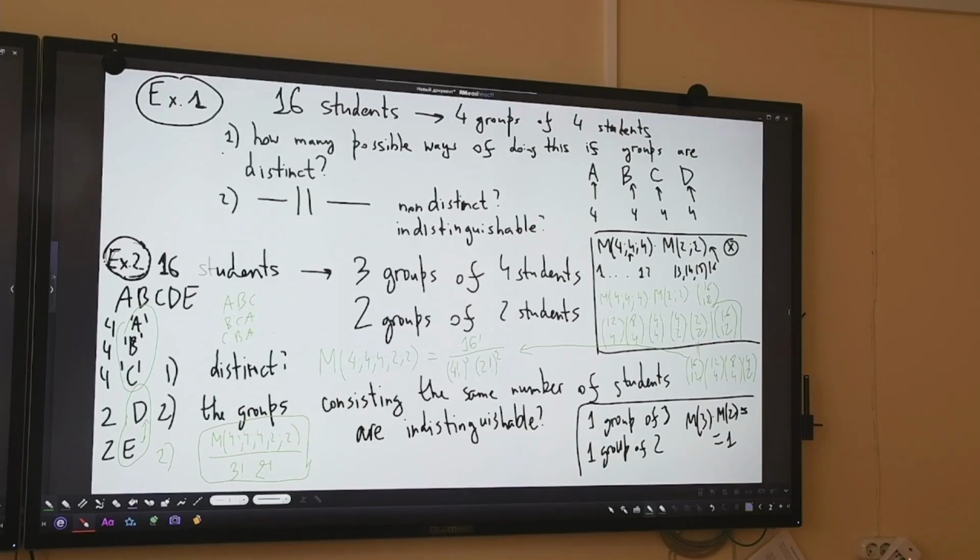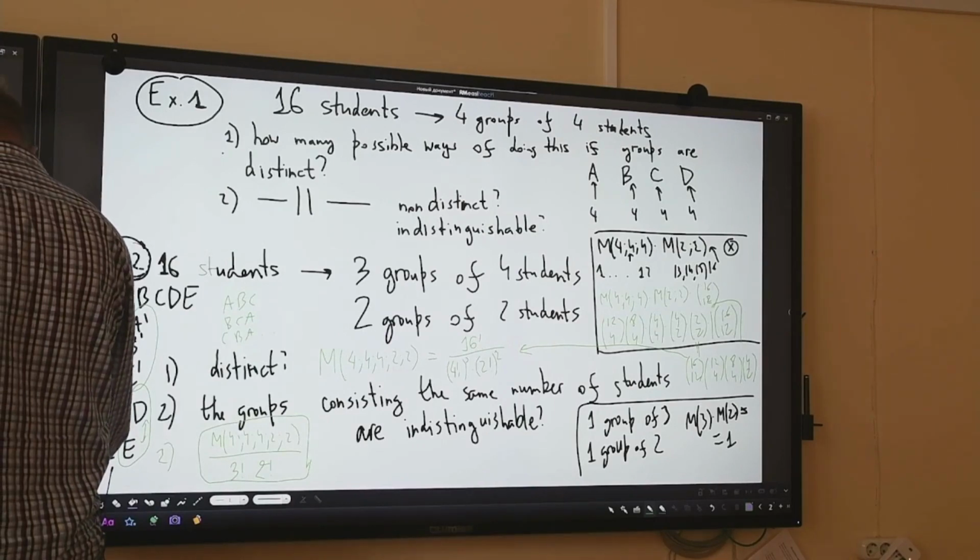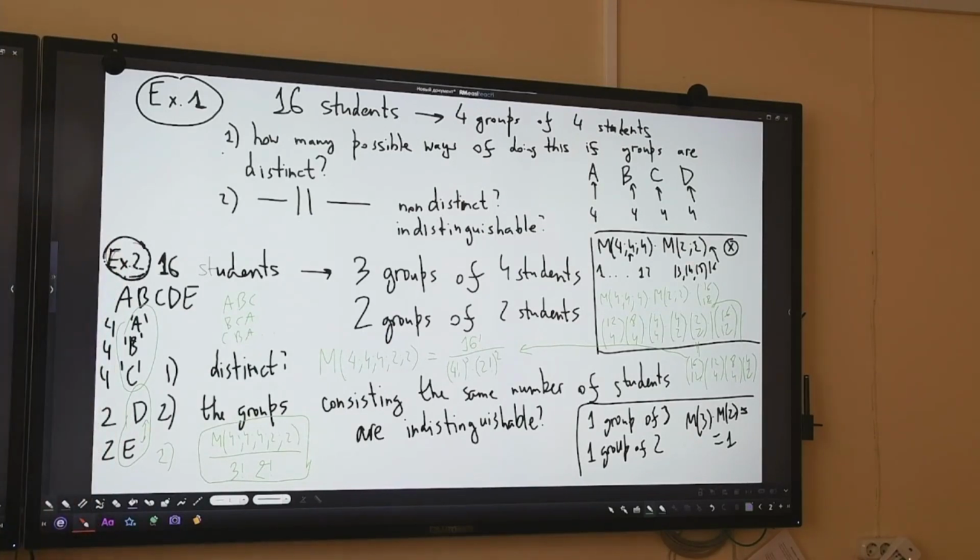Okay, so let's continue. I think I will now prove the generalization of the binomial theorem, and then maybe I will give you one more task and then we'll finish for today. But maybe we can make a break if you are very tired.